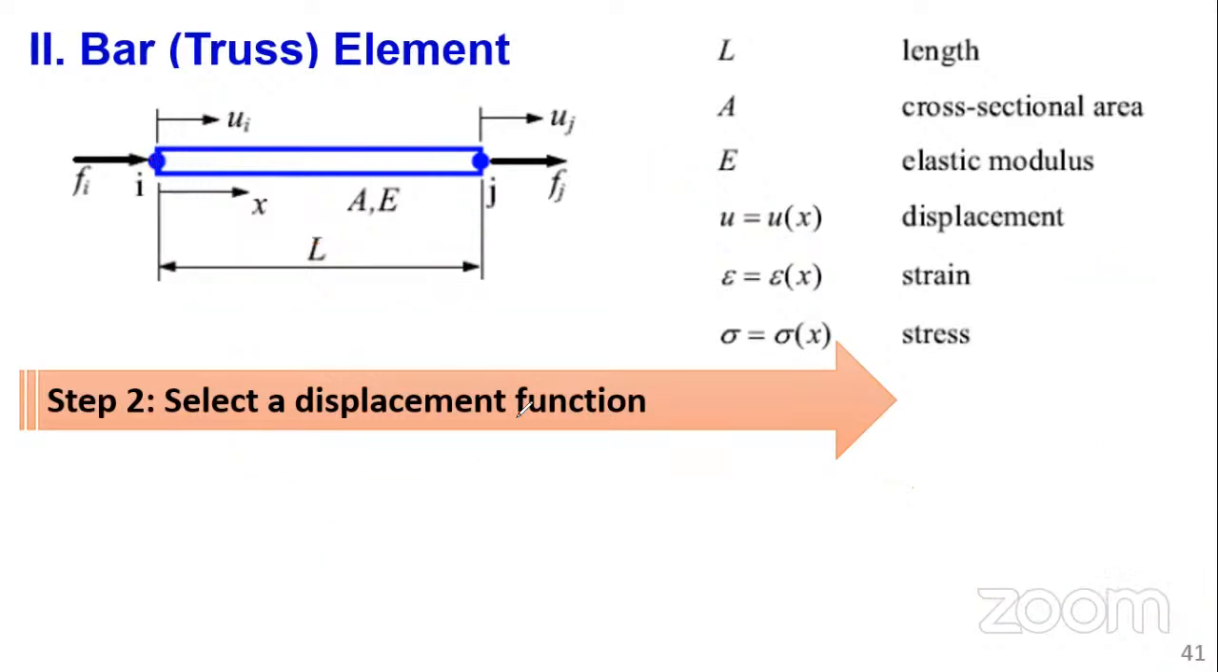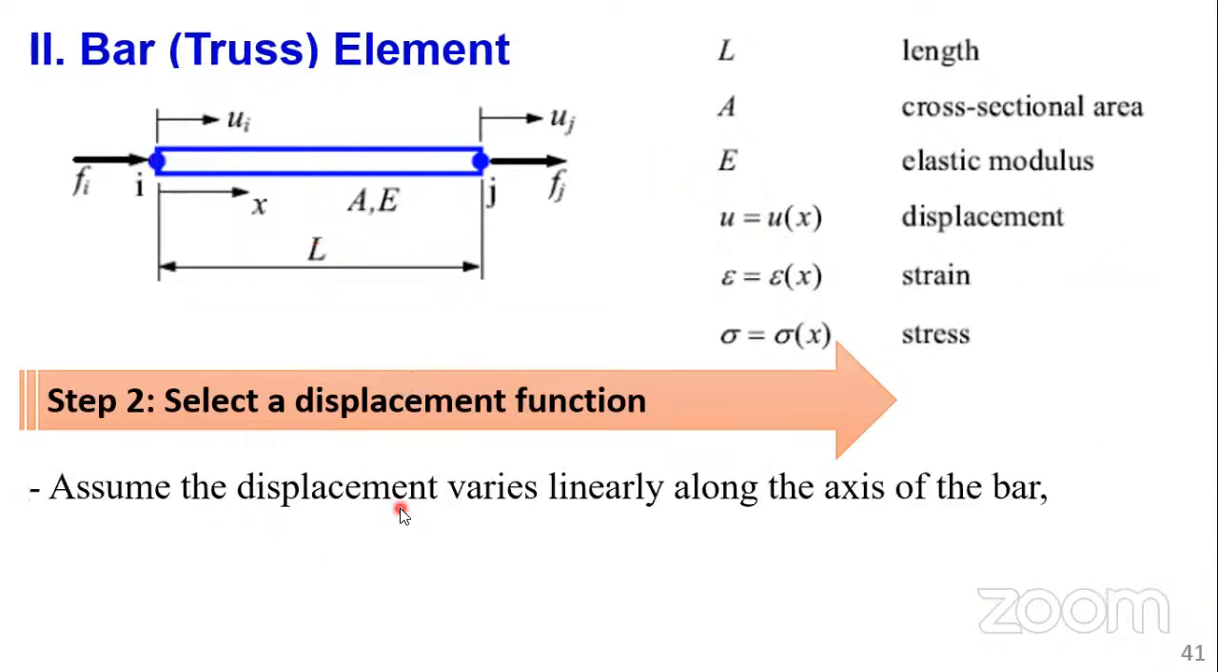With that understanding, we assume the displacement varies linearly along the axis of the bar. So that's what I was explaining: why we assume linear. Why didn't we assume quadratic? Why didn't we assume cubic? Because when you go to higher-order elements, there are cases where you have to assume a higher-degree polynomial. So the displacement varies linearly along the length.